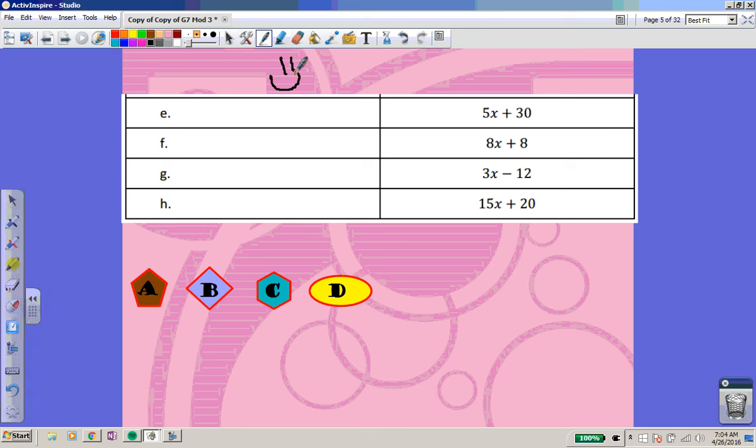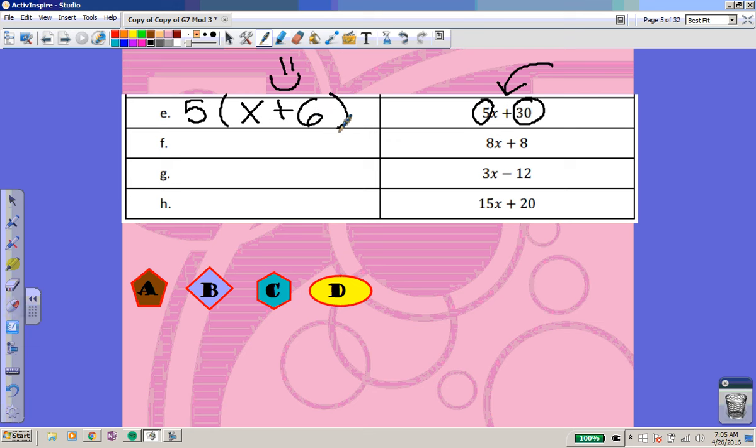There we go. So 5 and 30. I know that 5 and 30 both have the number 5 in common. So I'm going to pull out that 5 and write it right here. And then I'm going to put a parenthesis. So 5 times what will give me 5x? Well, I know that 5 times 1 will give me 5, but I don't need to write that 1. I can just leave it as x, because I know that there's only one x there. Now, I look at number 30, and it's a positive 30. So 5 times what will give me positive 30? That would be a positive 6.